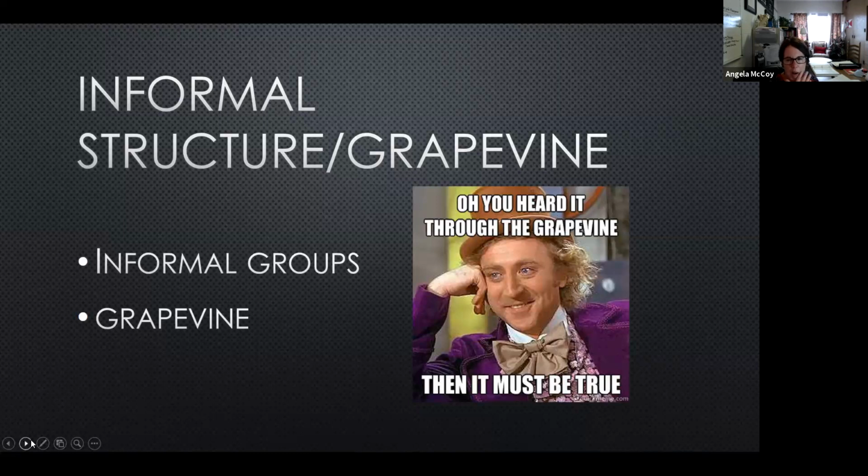And then also for this informal structure and grapevine, how do you receive the communication? Is it through gossip? Do people generally know things before the company's actually made a big announcement? Or is it through the formal chains of command? So these are all very important things to start understanding either the organization that you're running or the organization that you work for.